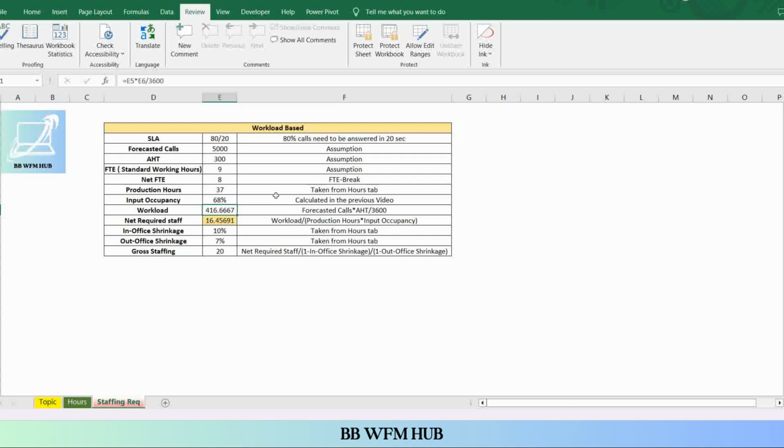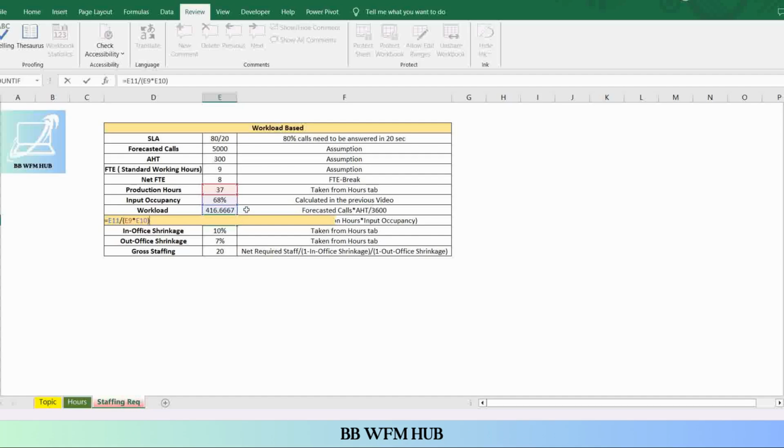And let's move ahead for the workload. What we are doing is we are multiplying our forecasted calls into AHT and dividing it by 3600 seconds to get it converted into hours. And for the net required staff, this is my workload. So we are dividing workload with production hours and into 68%. Workload is what? Workload is how many hours of work is coming.